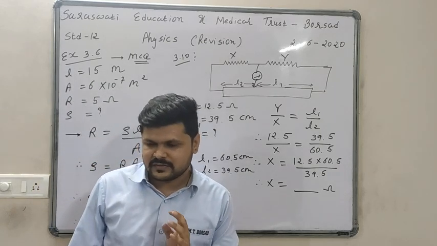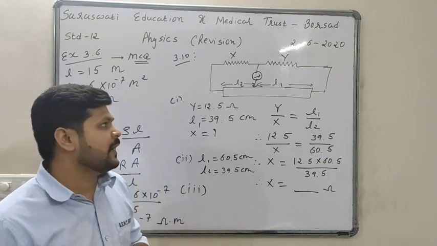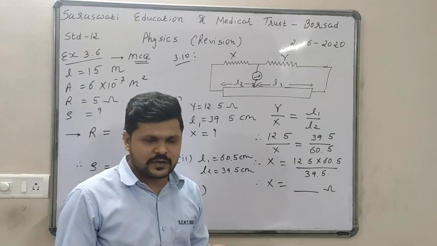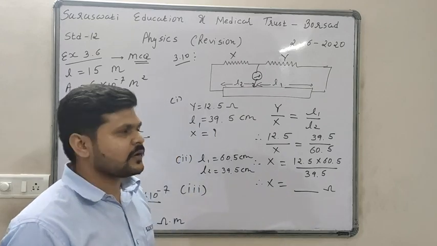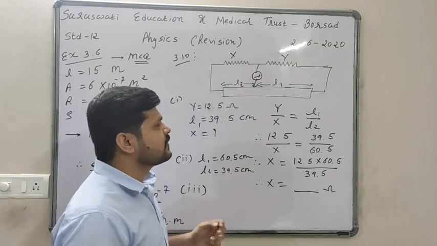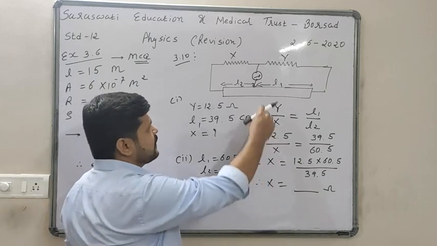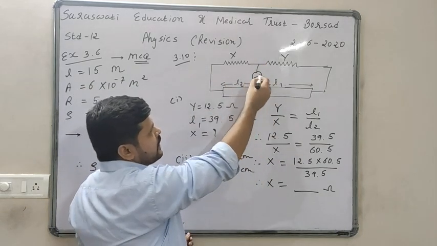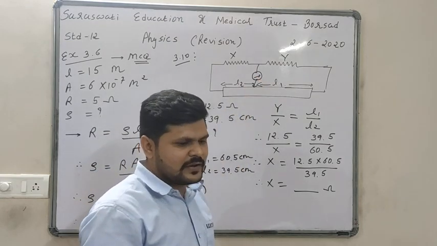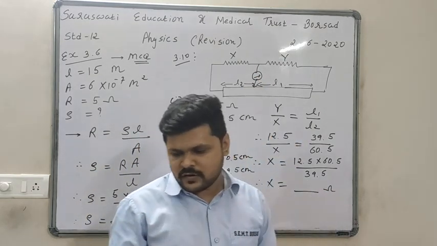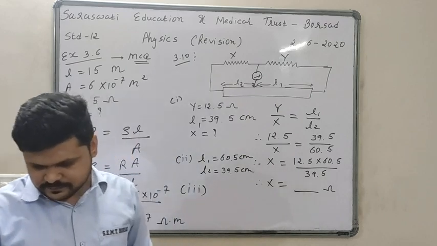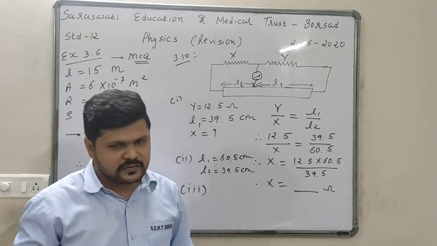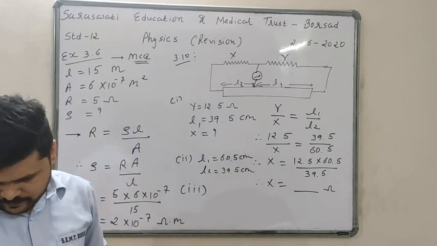Now in the third question we are asked what will happen if the galvanometer and the battery are interchanged. If the galvanometer and battery are changed, there will be no current, because the galvanometer is in balance condition. If we place the battery here, it will also be in balance condition. So there will be no current flowing through the galvanometer. So this is exercise number 3.6 and exercise number 3.10.